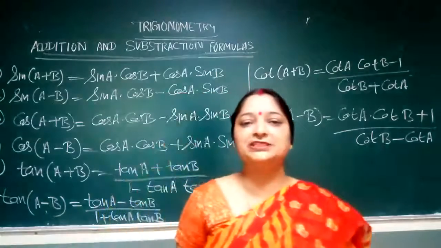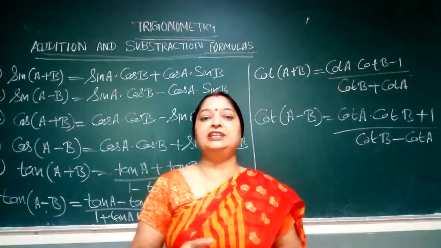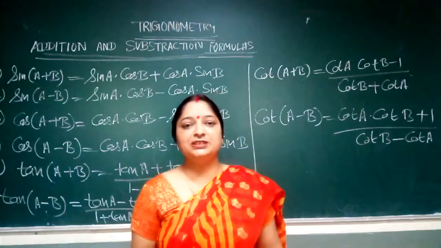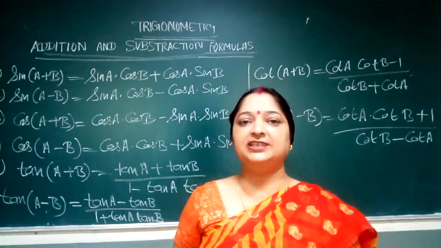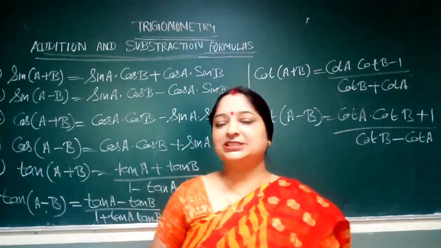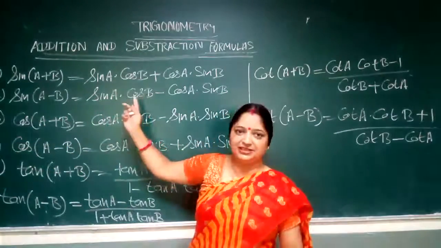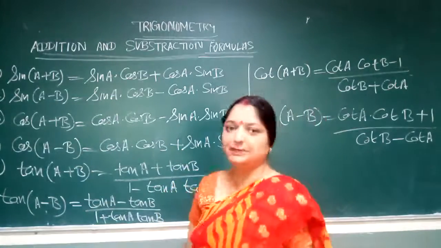So very simple it is. Sin of a plus b. So the sun wants some help from the boss. So sin a into cos b plus cos a into sin b. Similarly sin of a minus b. Sin is the sun and wants some help from cos. So sin a cos b, then minus cos a sin b. So this is the memory tip to learn the formula for sin of a plus b.